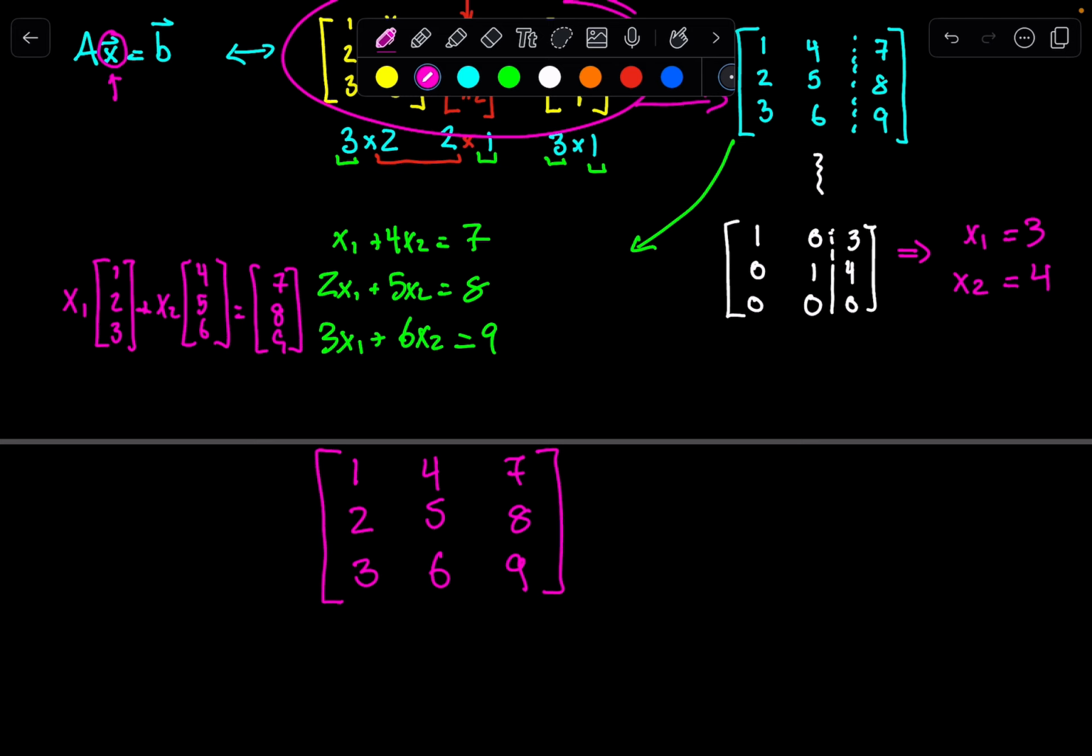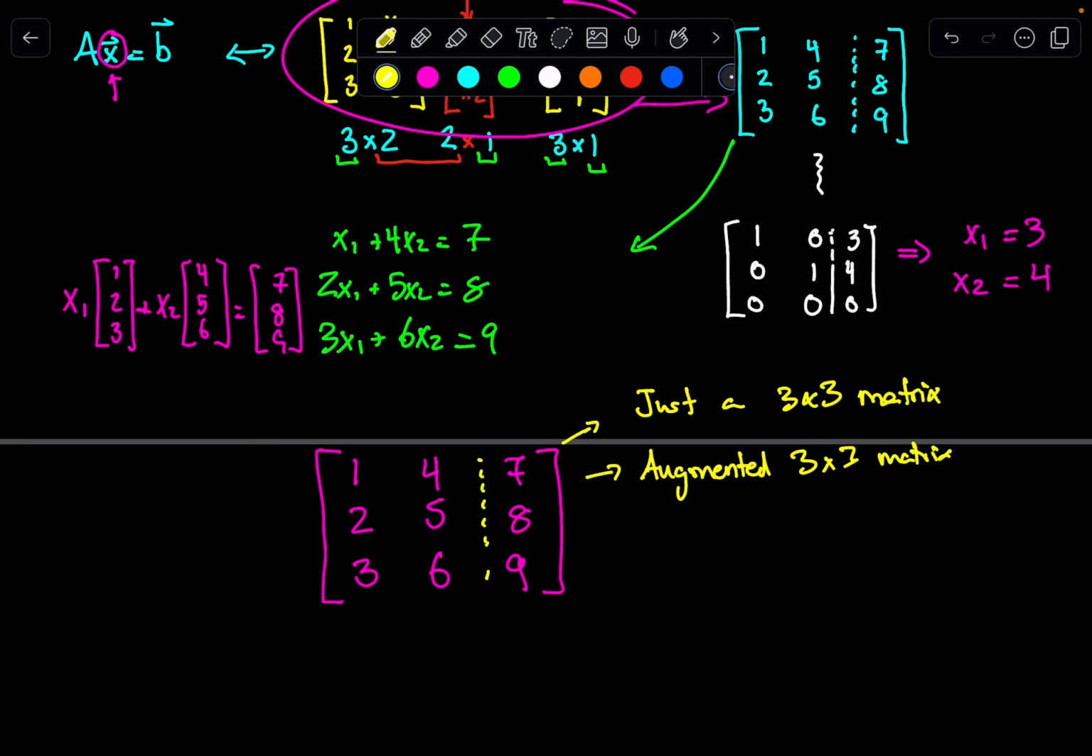At this point, hopefully we have enough procedural fluency and conceptual understanding to say that this could be a whole bunch of stuff, right? What could this box of numbers be? This could be just a 3 by 3 matrix. This could be an augmented 3 by 3 matrix, in which case the last column is numbers, and then the first two columns correspond to our x1s and our x2s. So our first two columns correspond to variables. All right, great. What else?